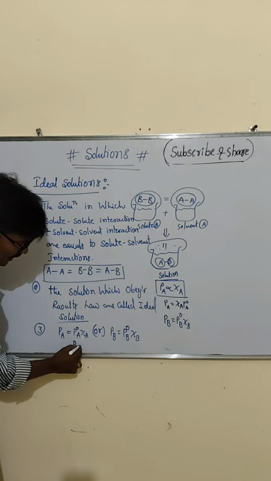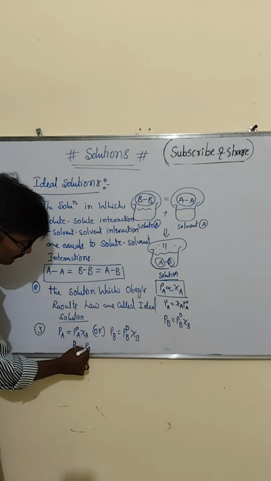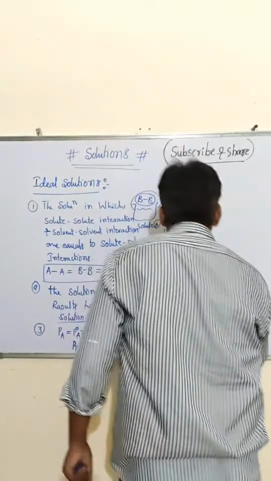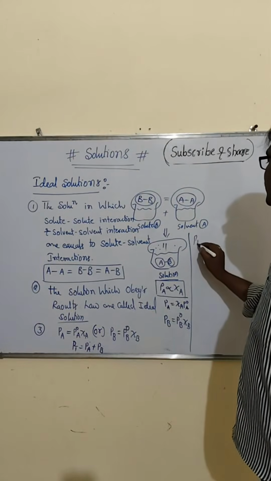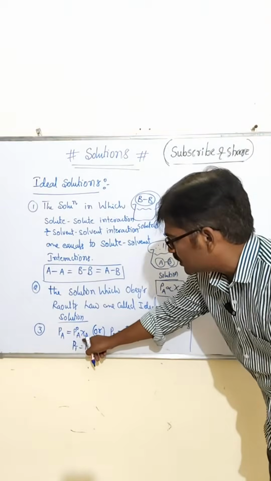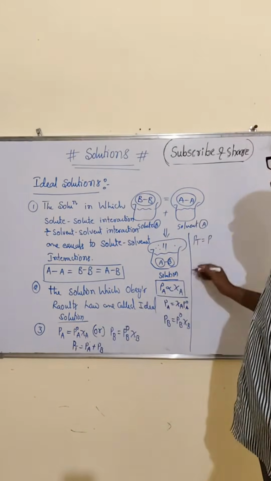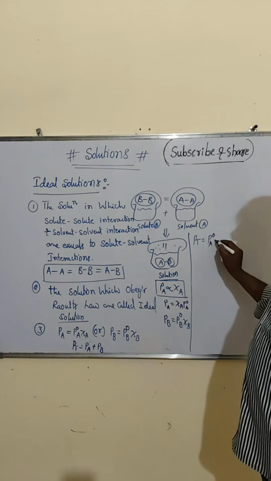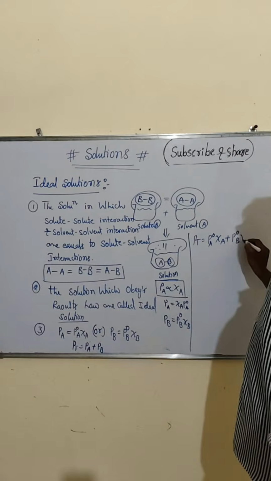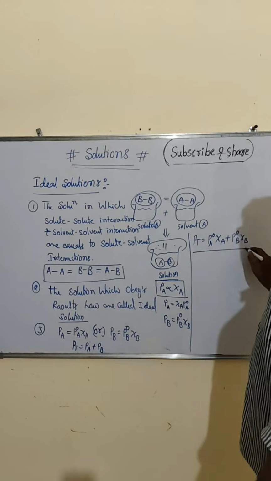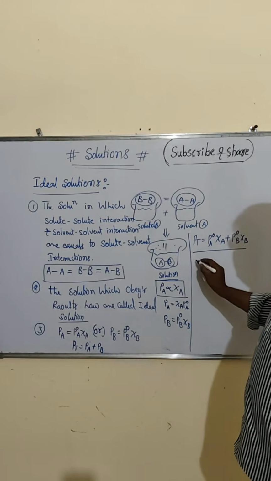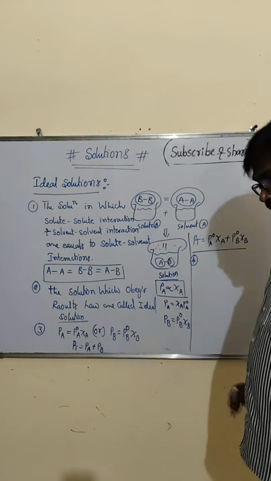P total is equal to PA plus PB. That means P total is equal to P naught A into the mole fraction of A, plus P naught B into the mole fraction of B. That is P total. All of this follows. Then there are still some more points. That is the fourth point, look at.